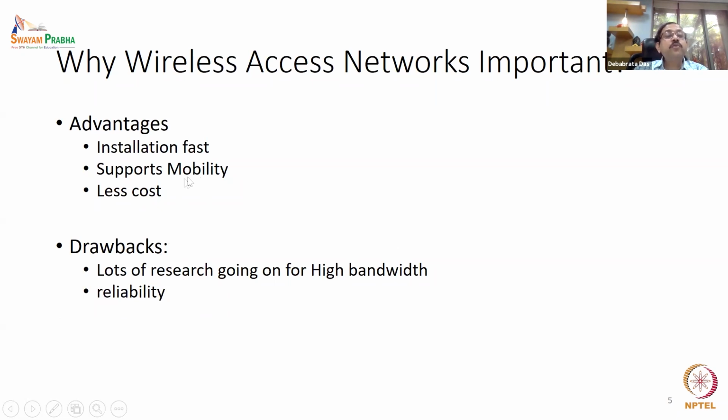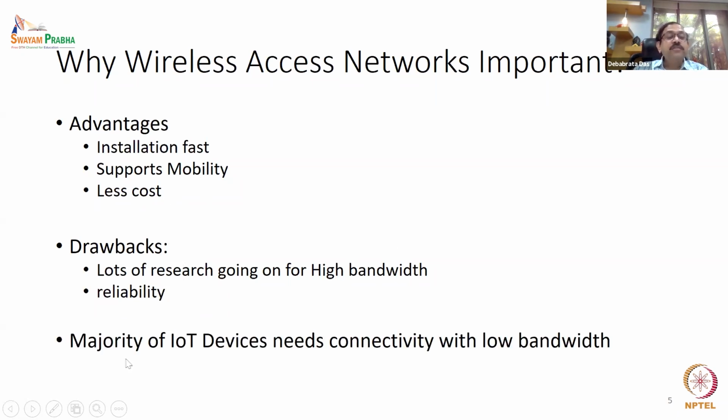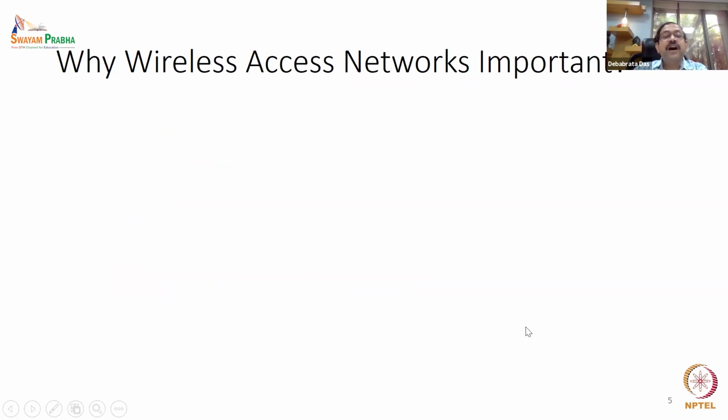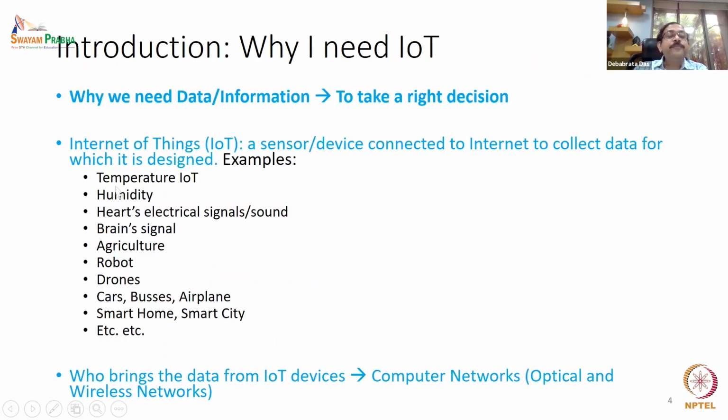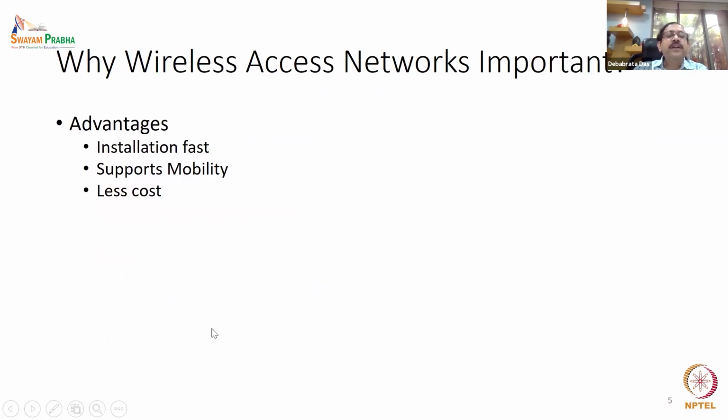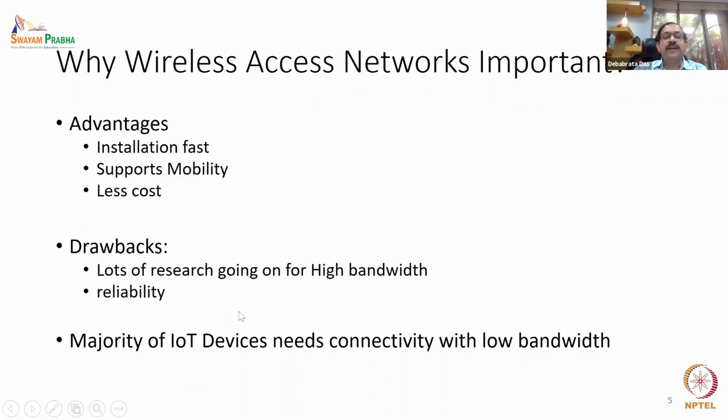But the advantages are so good, IoT likes it, because the majority of IoT devices need connectivity. First, I need a connection with low bandwidth. If you look at all these applications, except the heart signals and a couple of emergencies, like temperature, humidity, agriculture, some car buses, smart home, smart city, here I want to send a small amount of information, but delay is okay. Some applications need very low delay and very high bandwidth, but the majority of IoT devices need low bandwidth and can tolerate high delay. So wireless networks are taking care of this kind of devices.